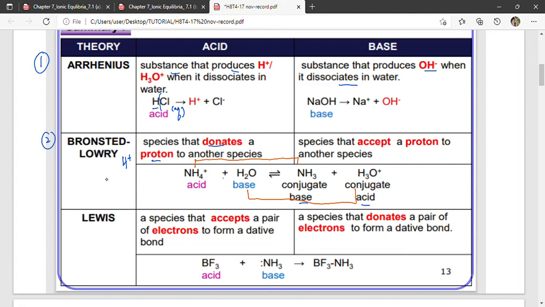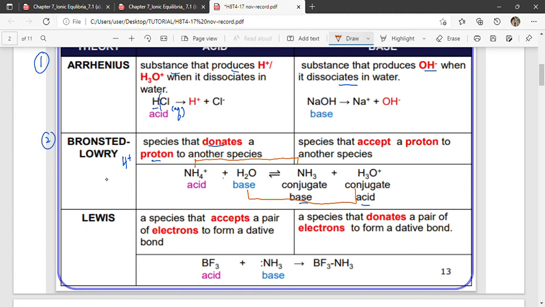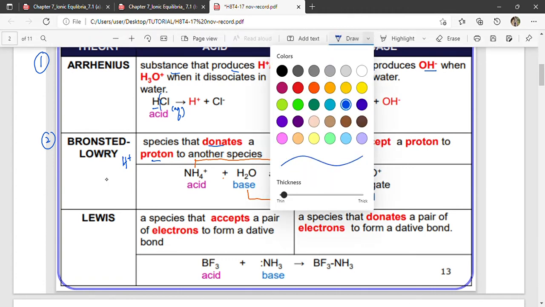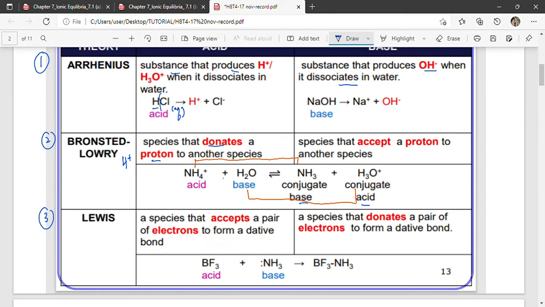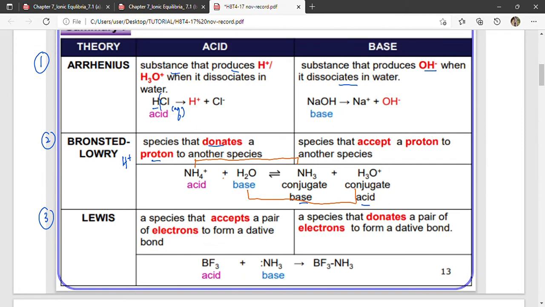So if NH4 plus donates a proton to a base, the acid will form a conjugate base. Meanwhile, the base that accepts the proton will form the conjugate acid. Okay, we will look at it again in another example. So the third theory is what we call as the Lewis acid-base theory, Lewis acid and Lewis base theory.